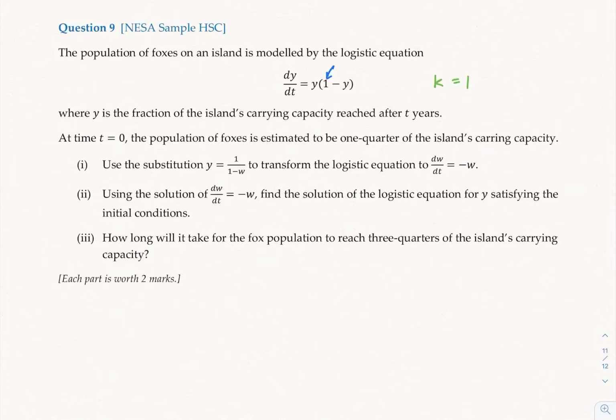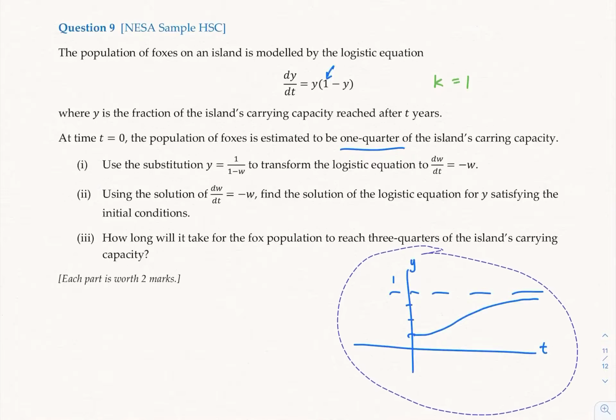Before we even start, we know that this is going to have a maximum value of 1. And at time t equals 0, the population of foxes is estimated to be 1/4. So here's our axis divided into quarters, and something like that. That's our y versus t. Anyway, we're doing some strange things with this.